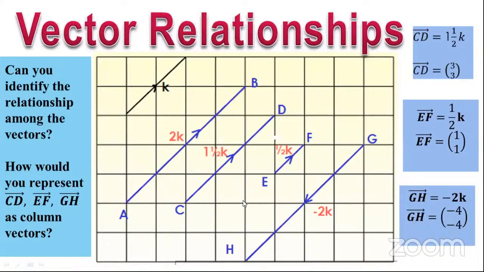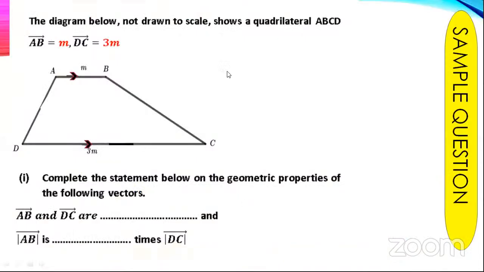Would like a participation. All right, we're going to move on quickly. So this question is now yours. Now the diagram here below is not drawn to scale, but it shows a quadrilateral ABCD.